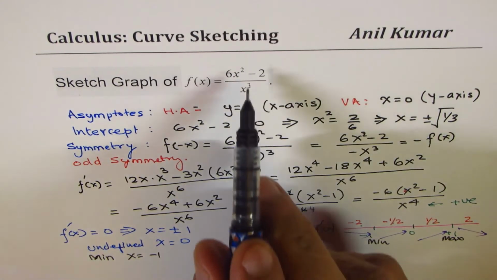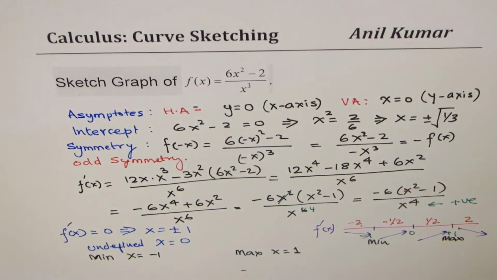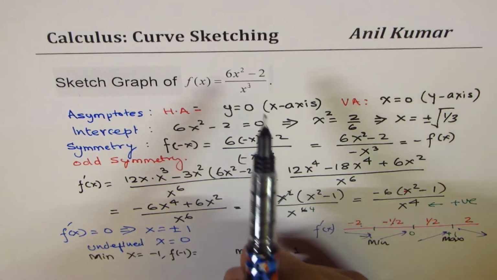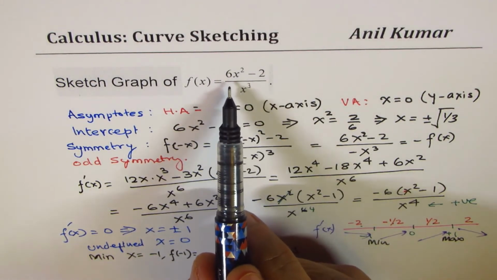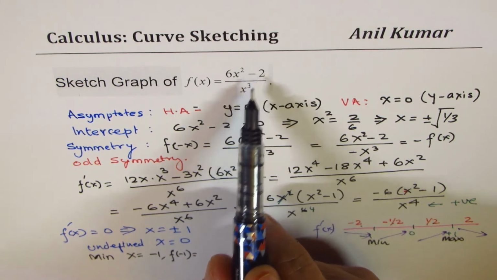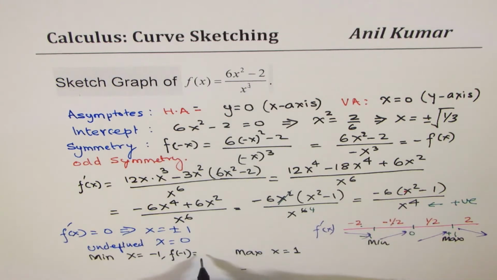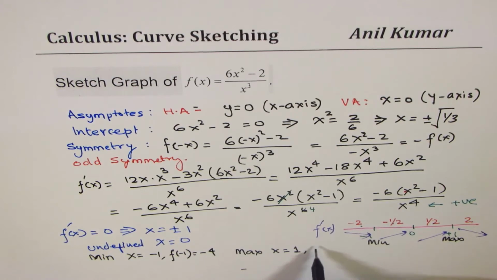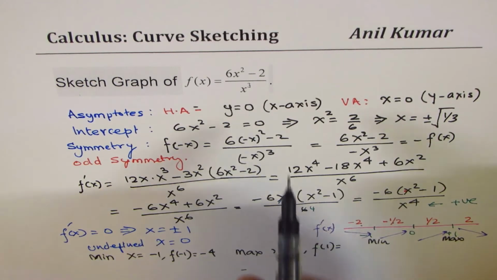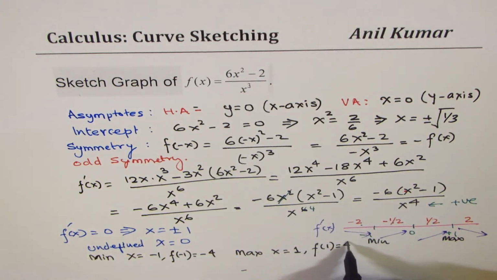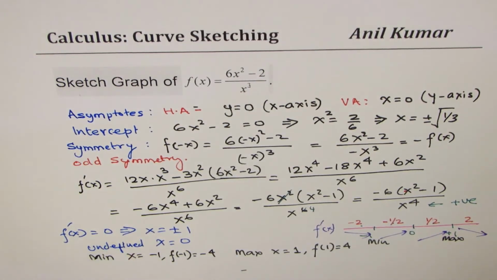Now if I substitute 1 here, what is the value of y? So what is f of minus 1 equal to? Minus 1 is going to give me 6 minus 2, which is 4, divided by 1, which is minus 4, right? So we get minus 4 here. And on substituting 1, we get f of 1 as equal to 6 minus 2 is 4, divided by 1 is 4. So we do get two critical points, which is maximum and minimum.